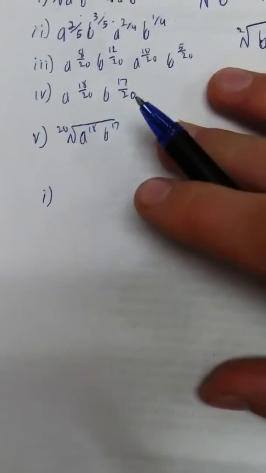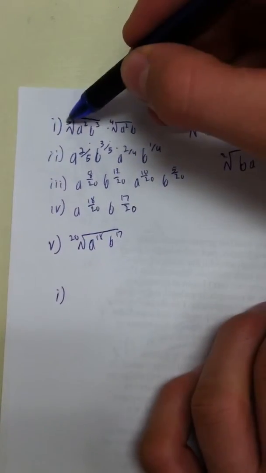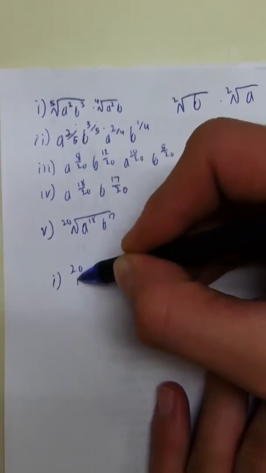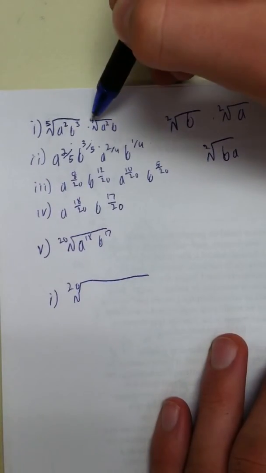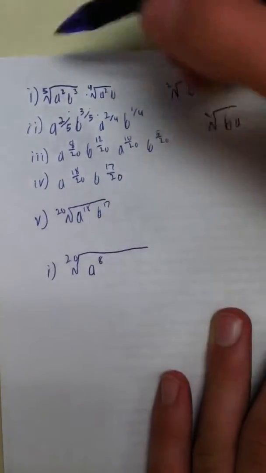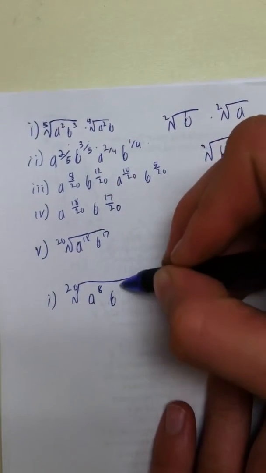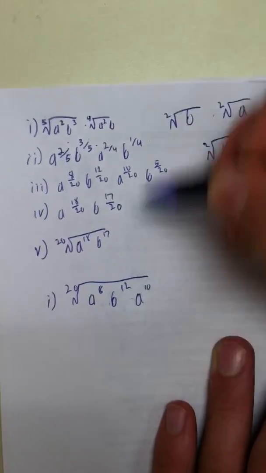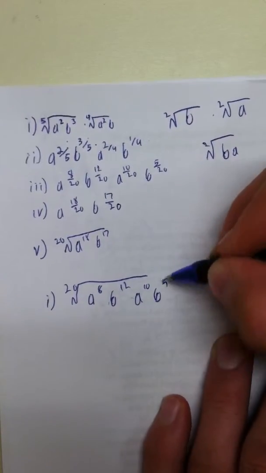So as you can see up here, you can multiply these together. So you get the index of 20, so you multiply those together. And then you multiply these by the other side's index. So 2 times 4 is 8. b cubed times 4 is b to the 12th. And then a squared times 5 is a to the 10th. And b to the 1st times 5 is just b to the 5th.